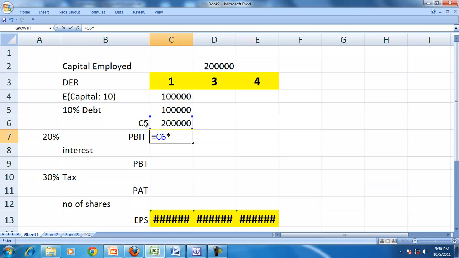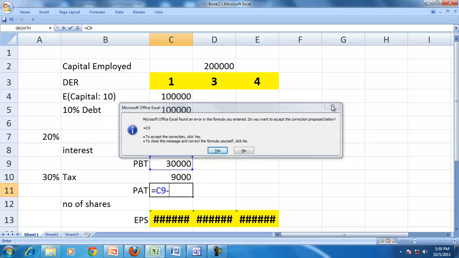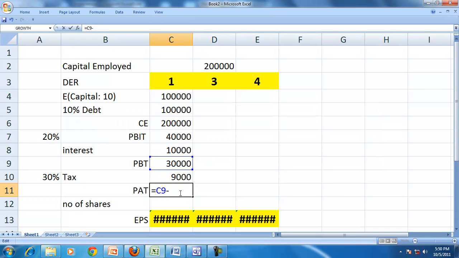PBIT is 20% of that, so 40,000. Interest is 10% on the debt, 10,000. So PBT is 40,000 minus 10,000. Tax is 30%, so the PAT is 21,000. So PAT is 21,000, and the number of shares, because the face value is 10, so earning per share is 2.1. Earning per share is 2.1.